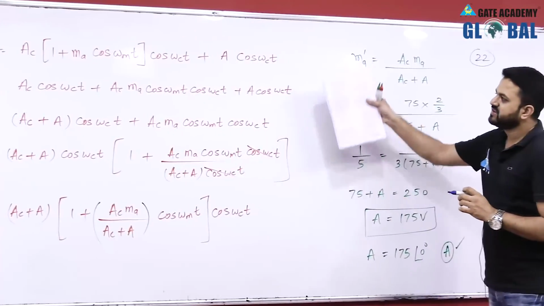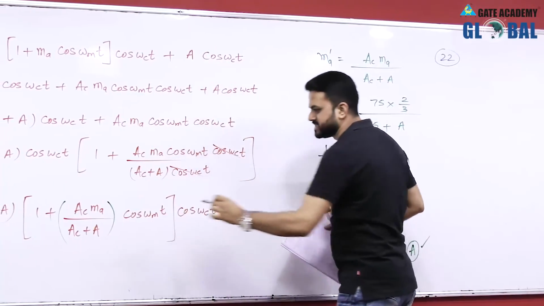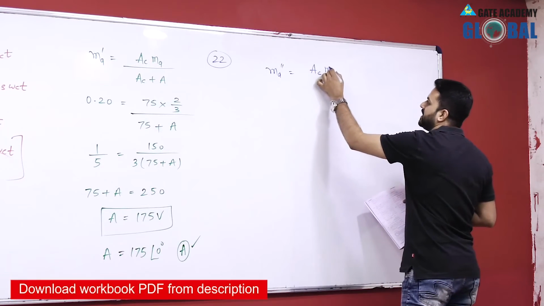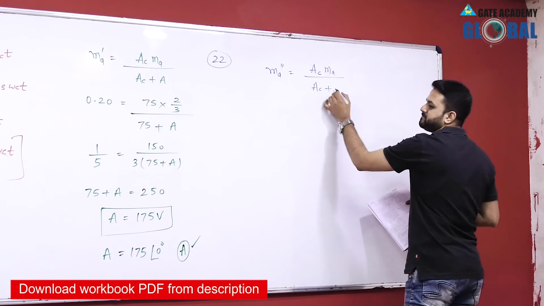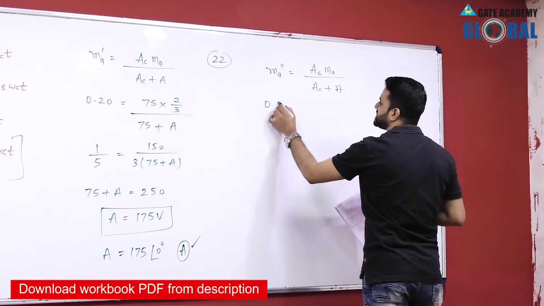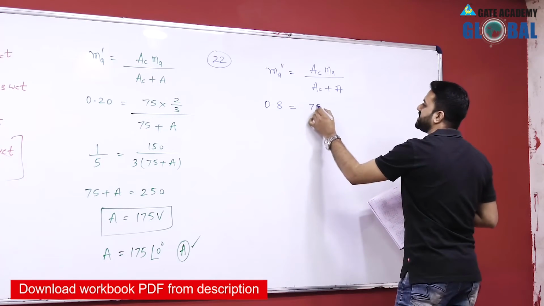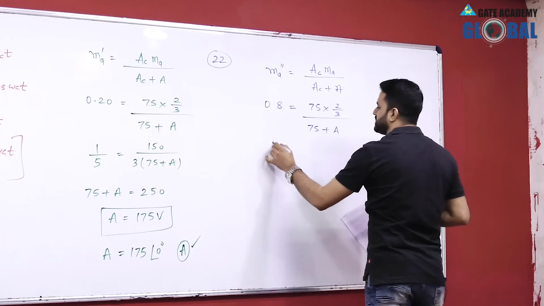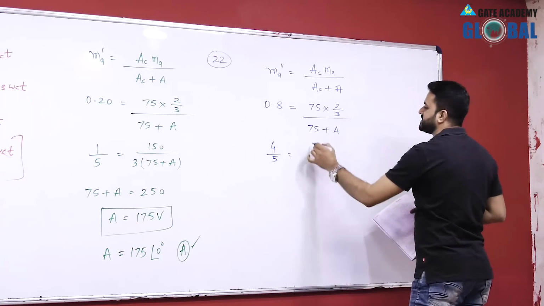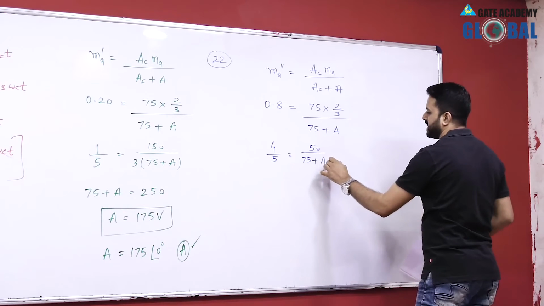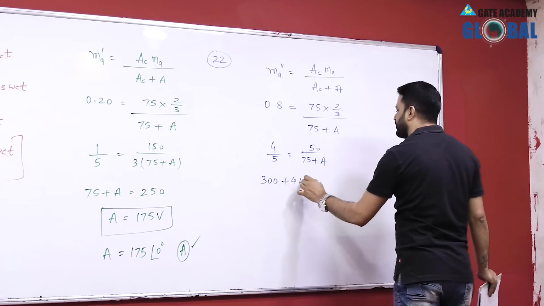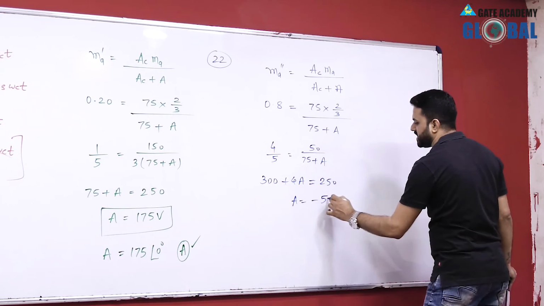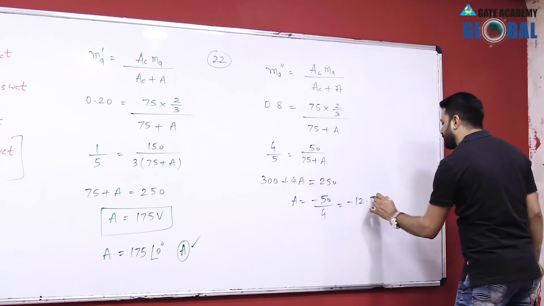It means the same additional carrier we added gives the same result, but this time in question number 22, MA double dash is AC MA divided by AC plus A. This is 0.8, or 80%, AC is 75, MA is 2 by 3, and the carrier is 75 plus A. If we solve this, we get 4 by 5, 0.8, equal to 50 divided by 75 plus A. So this is 300 plus 4A equal to 250. So we get A equal to minus 50 divided by 4, or minus 12.5 volt.